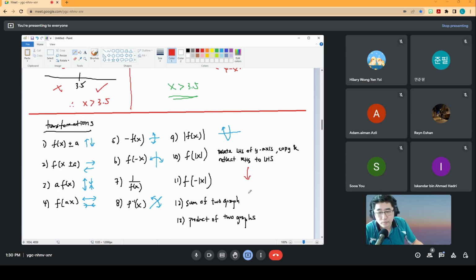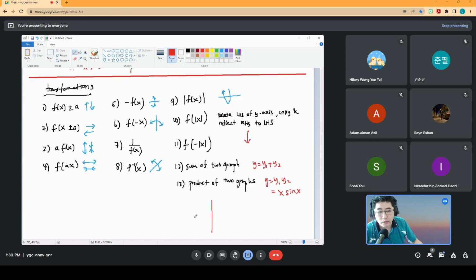Sum of two graphs: you may have something like y equals y1 plus y2, then you have to consider the graph. Product of two graphs could be y equals y1 times y2. One of the common answers that appeared in P3 before is like x times sin x, where the graph is actually like this. This happened in P3 papers before.